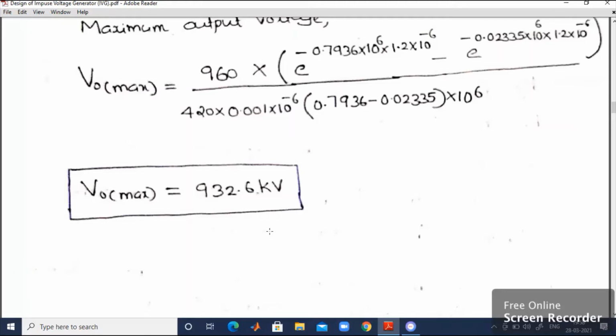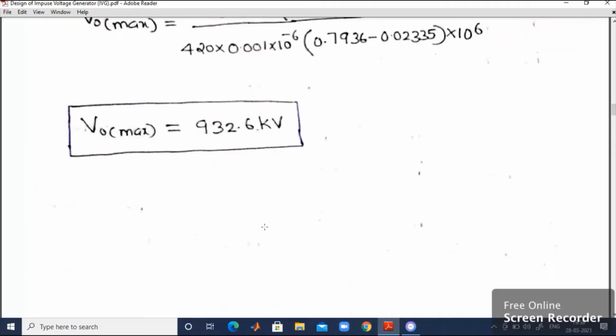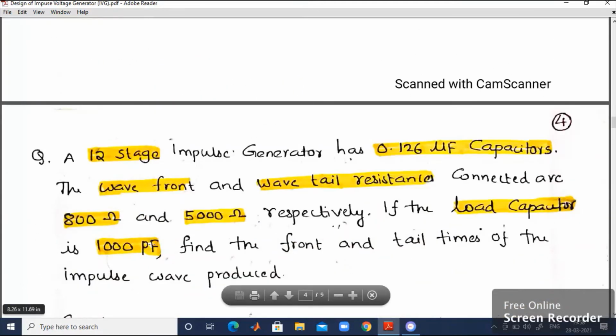So in this example, we have been provided with C1, C2 and also the charging voltage, then wavefront time and wavetail time. Then we could compute R1, R2 and the maximum voltage which can be produced by the given impulse generator. So this is a simple design. In continuation with the same question, I'll put up another example in a similar manner.